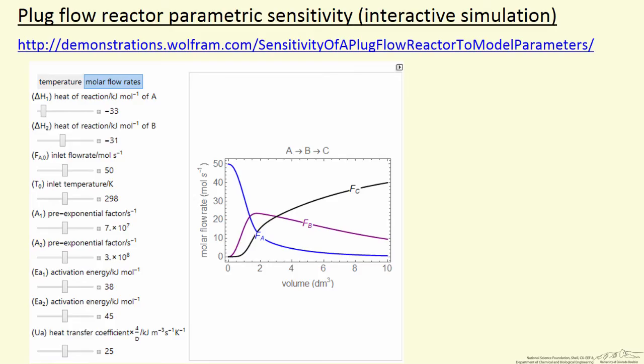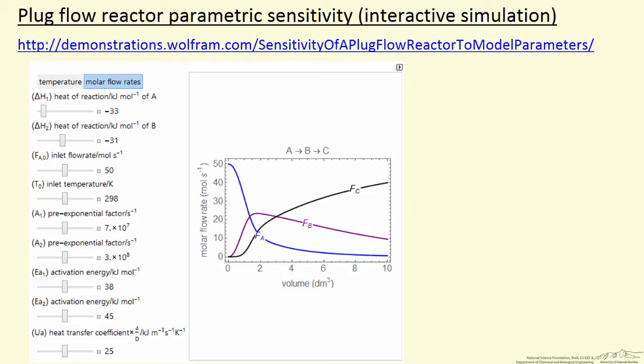In this screencast, I'm going to give you a brief description of how to use an interactive simulation that models a plug flow reactor. And what we're interested in here is what is referred to as parametric sensitivity. The idea of parametric sensitivity is, as I change the properties in the model, for example, as I change the heat of reaction, or the activation energy, or the heat transfer coefficient, then the behavior of the system will change.